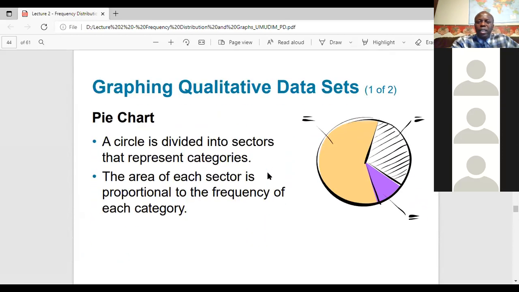Let's look at the pie chart. In this case, we use the size of the sector of a circle to represent frequency. I'm sure that you guys must have heard of this mathematical tool that we call a protractor. I'm going to show you what a protractor is.